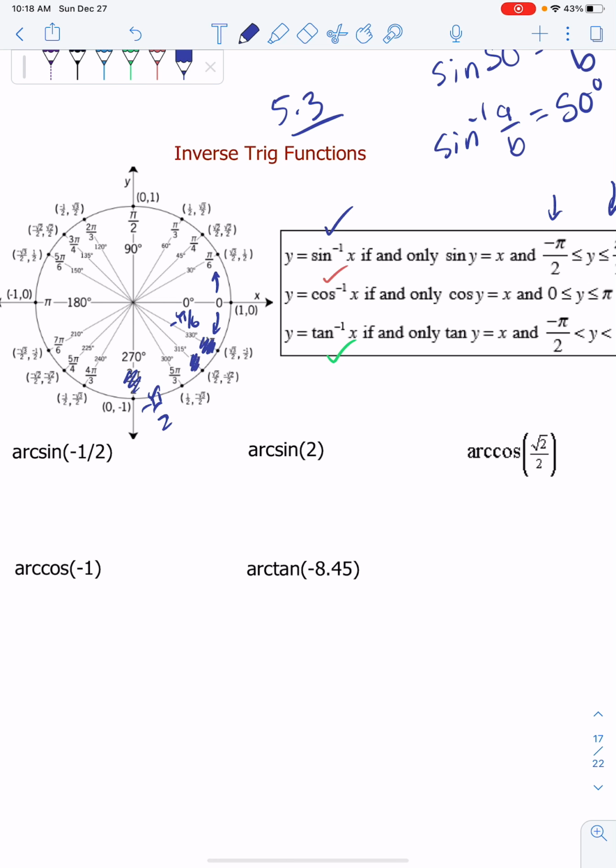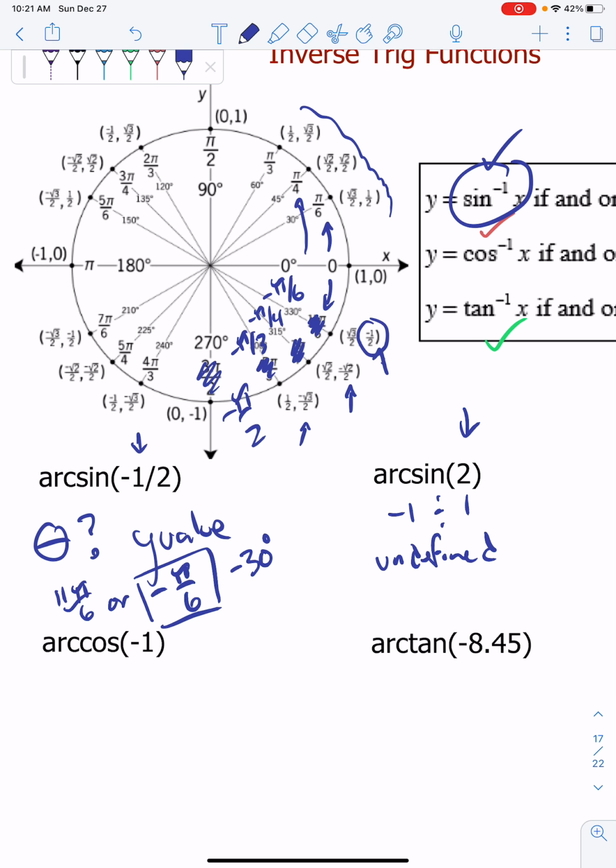What angle gives me a y value of 2? Well, going back to trig, we know that our outputs for sine are always between negative 1 and 1. So no angle is going to give me a sine of 2. It's undefined. That doesn't exist. I can't take the arc sine of 2 because no angle gives me a sine of 2.